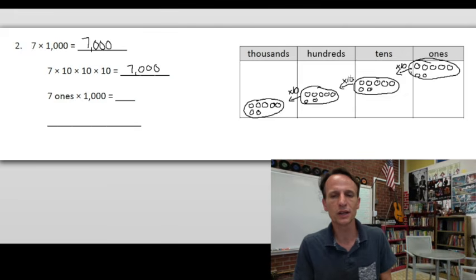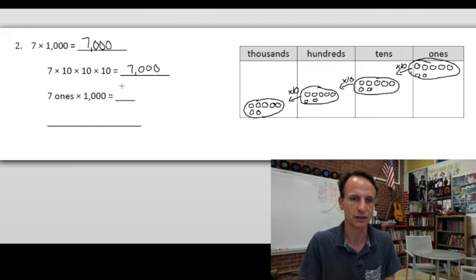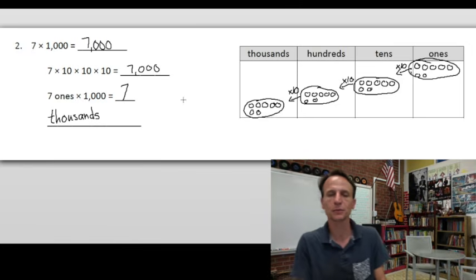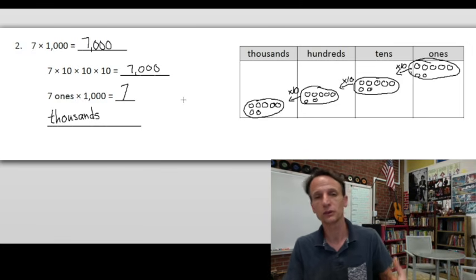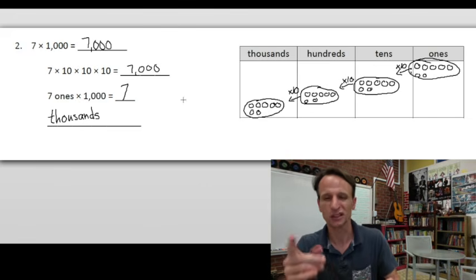Now, 7 ones times 1,000, we'd say is 7 in the thousands place, right? So 7 thousands. And now these are easy examples, okay? So you're like, duh, I knew that. But as we get on to more complicated examples, for example, multiplying with decimals, you'll see why we break it down by place value. Let's go on to number 3.